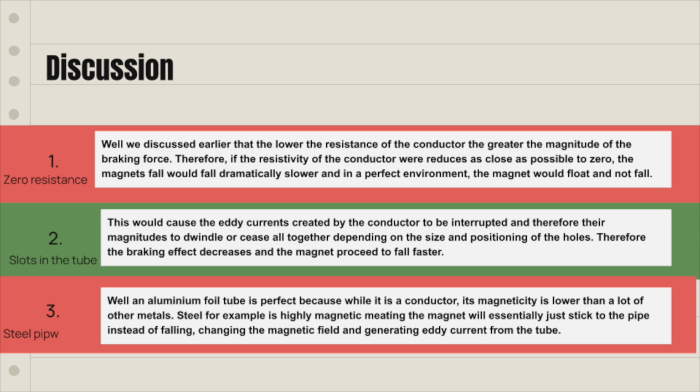Finally, why can't we use a ferrous tube like a steel pipe? Well, an aluminum foil tube is perfect because while it is a conductor, its magneticity is lower than a lot of the other metals. Steel, for example, is highly magnetic, meaning the magnet will essentially just stick to the pipe instead of falling, changing the magnetic field and generating eddy currents from the tube.